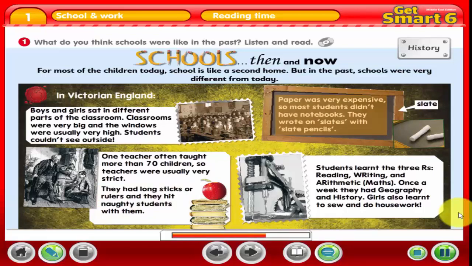Paper was very expensive, so most students didn't have notebooks. They wrote on slates with slate pencils. Students learnt the 3 R's: reading, writing, and arithmetic, maths. Once a week they had geography and history. Girls also learnt to sew and do housework.